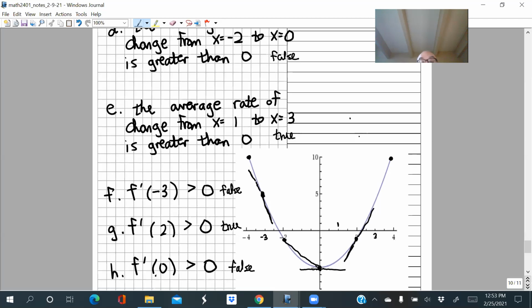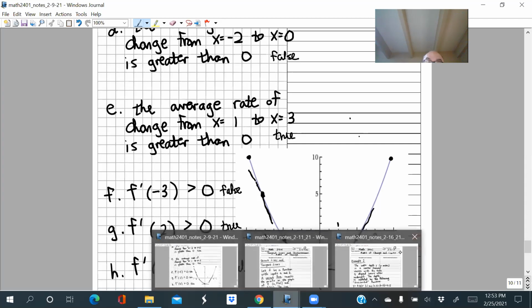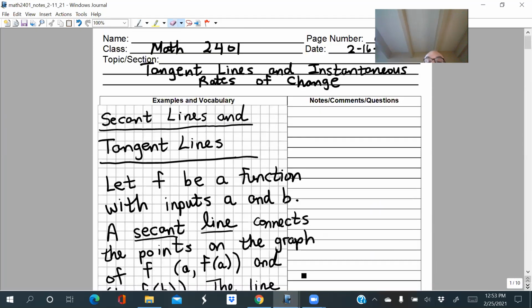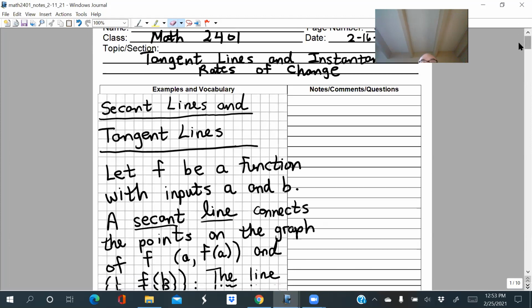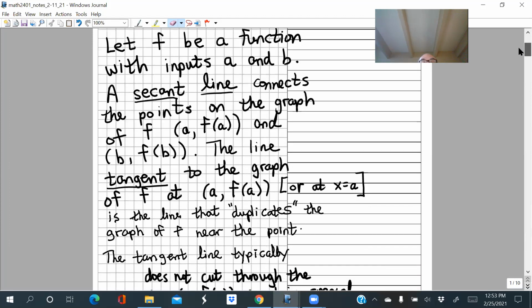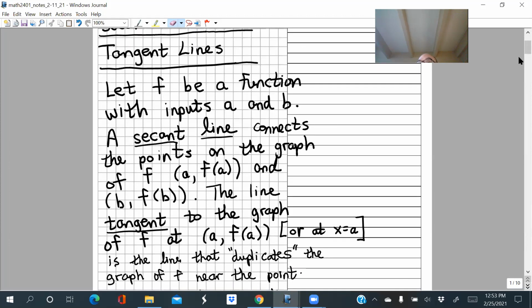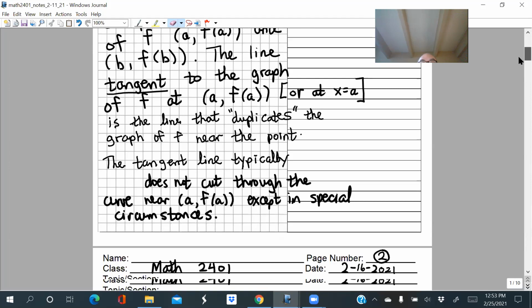All right. Let's switch to our next notes. I've got some more questions kind of like these. So this is the next notes. Here's a description again of what tangent lines and secant lines are. We've already discussed that at length, so I don't need to go back through the definition of what tangent lines and secant lines are.